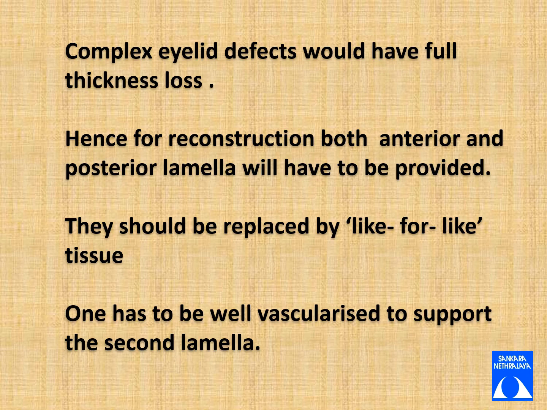Complex eyelid defects would have full thickness loss. Hence, for reconstruction, both anterior and posterior lamella will have to be provided. They should be replaced by like for like tissue. One has to be well vascularized to support the second lamella.